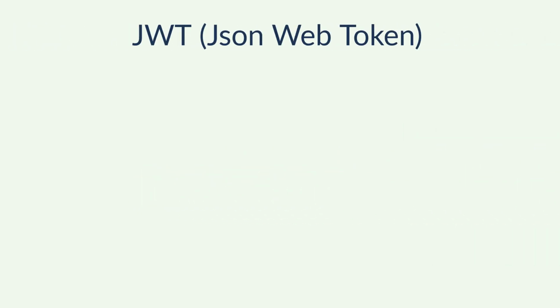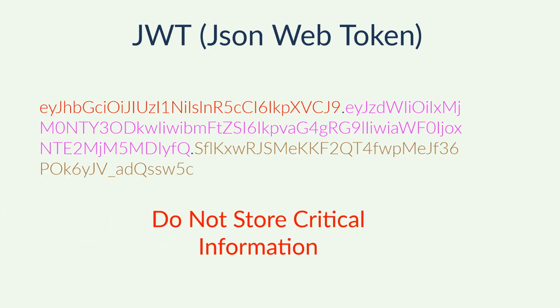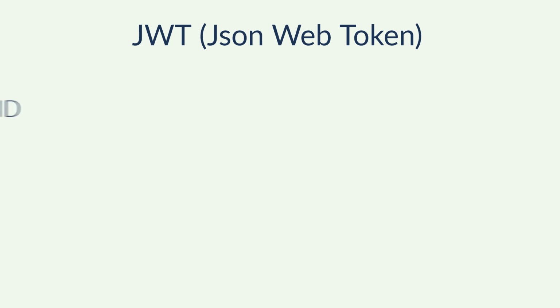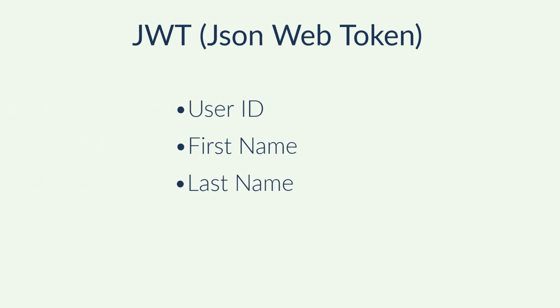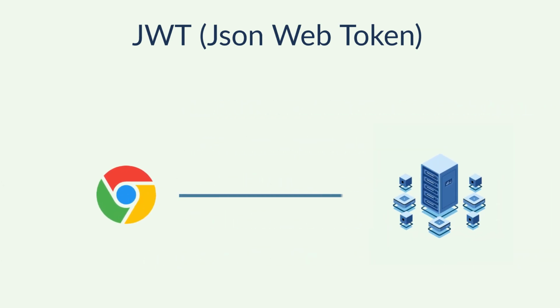Here comes the JWT. The JWT is a token where I can store some information. Not too much and not critical information. I will store the user ID, maybe its first name and the last name, the roles and the expiration date of the token. I use the JWT to authenticate each request from the frontend to the backend.